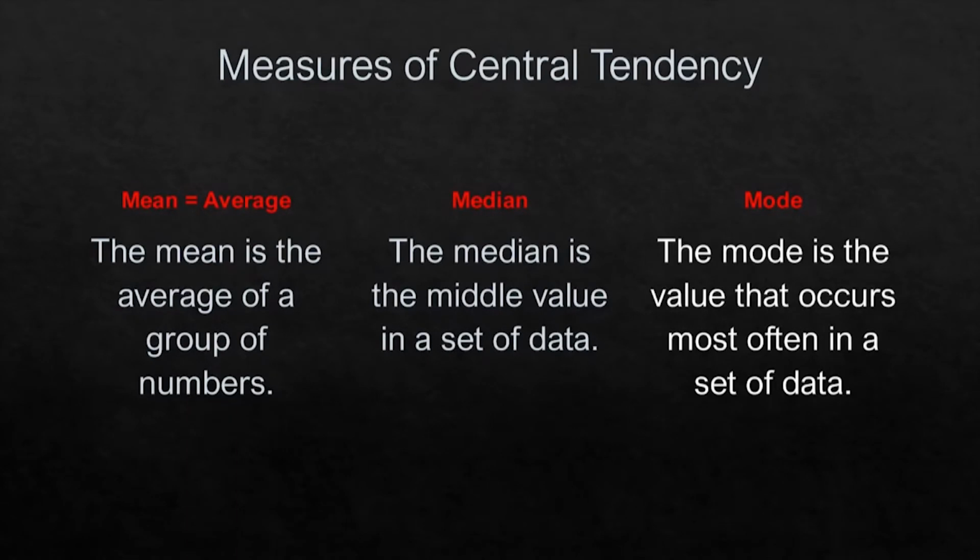The median is the middle value in a set of numbers. So median, middle. And mode is the value that occurs most often in a set of data. With these examples, you'll see you can always find a mean. You can always find the median. You cannot always find the mode. There might not always be a mode because there might not be a number that occurs more than once.